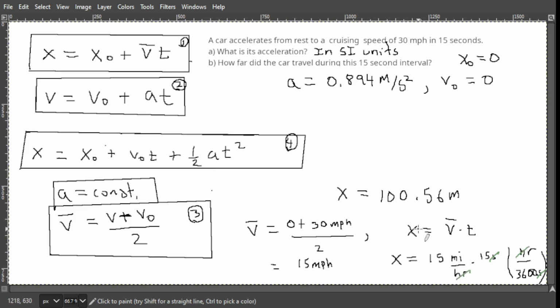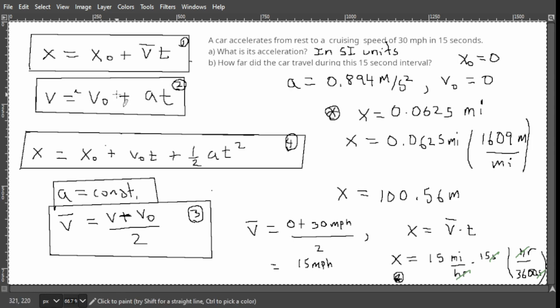So from down here, let me just call this star. Moving star from down here to up here, the x that we just found. Doing this, 15 times 15 divided by 3600 on my calculator, I got miles. The only units left standing was miles. Now, let me just convert that to meters. I remember that there was 1609 meters in a mile, and I get the same answer, as I must. So this x will also equal to that x. I just did the calculation again on my calculator, and I got the same answer, 100.56 meters. So both ways work.